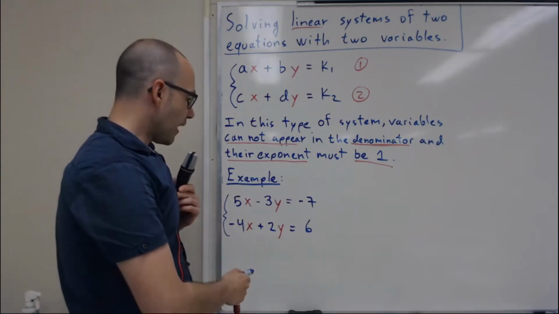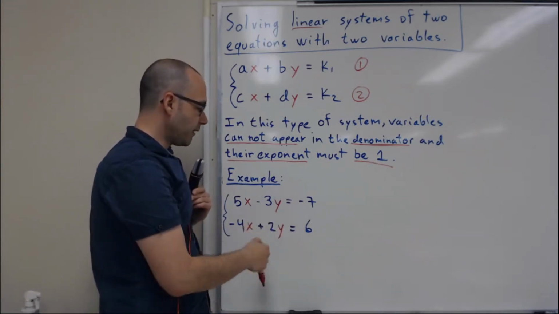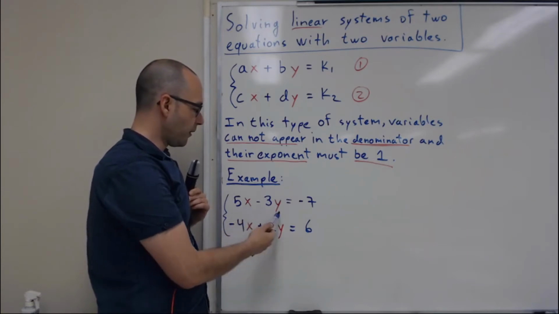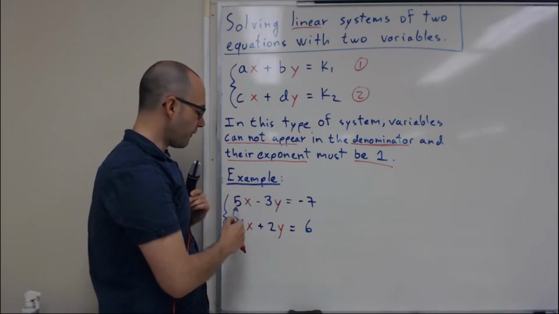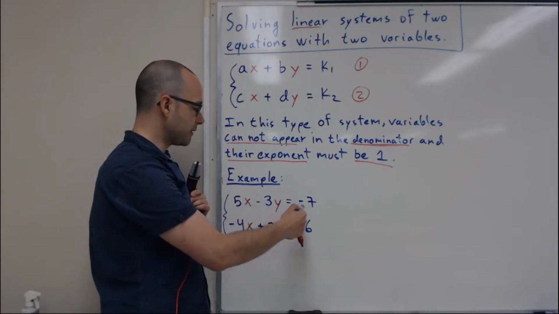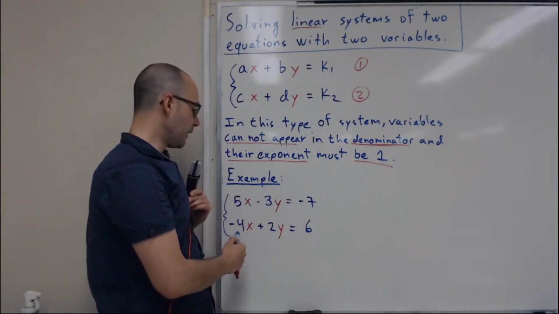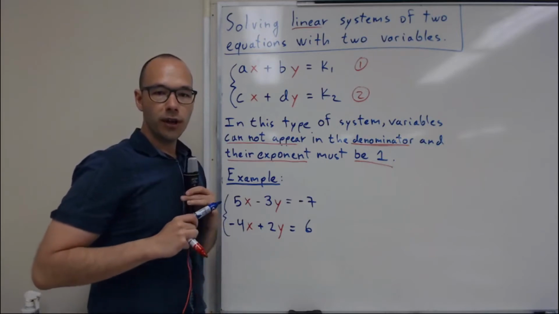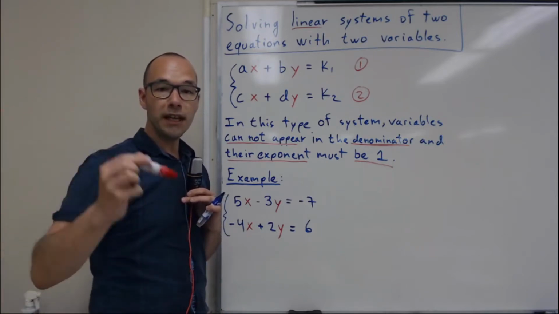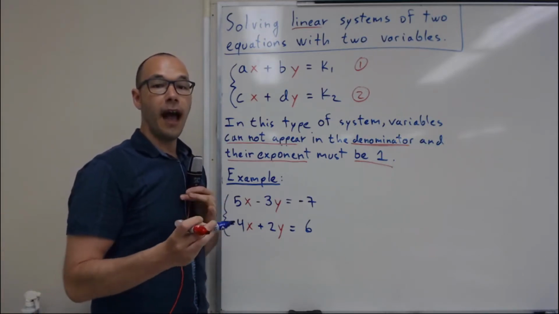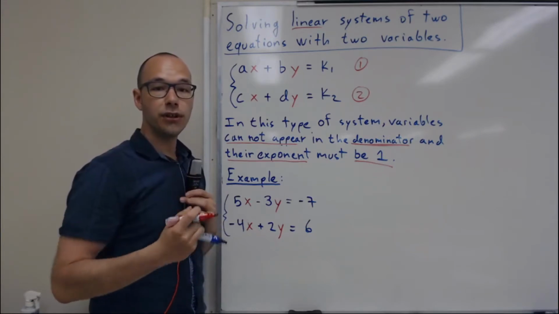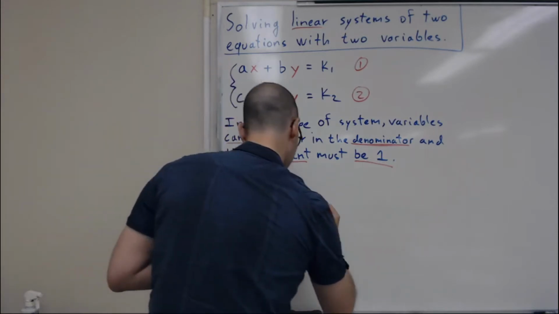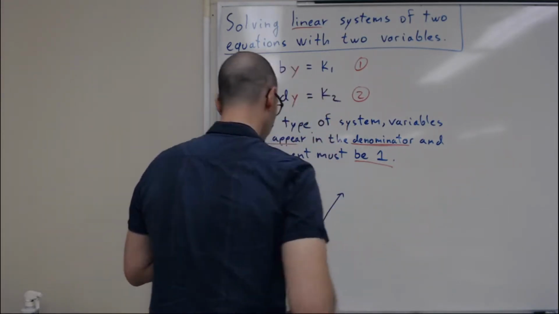And here's an example of a system of linear equations with two variables. You got x as your first variable, y as your second variable. So you have 5x minus 3y is equal to -7. -4x plus 2y is equal to 6. And why is it called linear equations? It's because we can rewrite them as an equation of a line. Each one of them can be rewritten as the equation of a line.